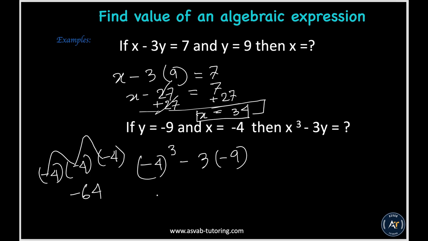Now negative times negative is positive, and positive times negative is negative, so the final sign will be negative. So you have negative 64 minus, so you have a minus here, minus here, right? So negative times negative is positive. So 3 times 9 is 27. If you simplify that, that will give you negative 37. Okay. All right.